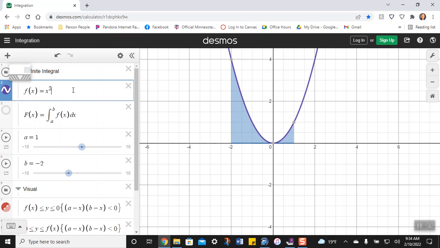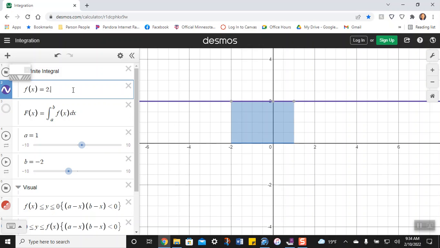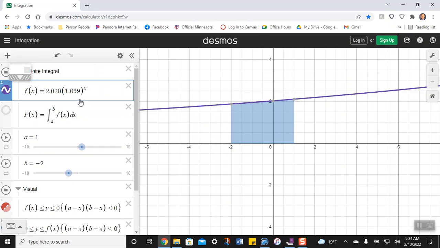All right, are you ready for this? We're going to call this f of x, okay? So help me out with this, friends. What was the original function? 2.020 times 1.039 to the t. And I'm going to raise this to the x power, okay? Because you got to use x with this in this little formula thing that I've got written here. Okay, but I've got to put what at the end of this? dx.